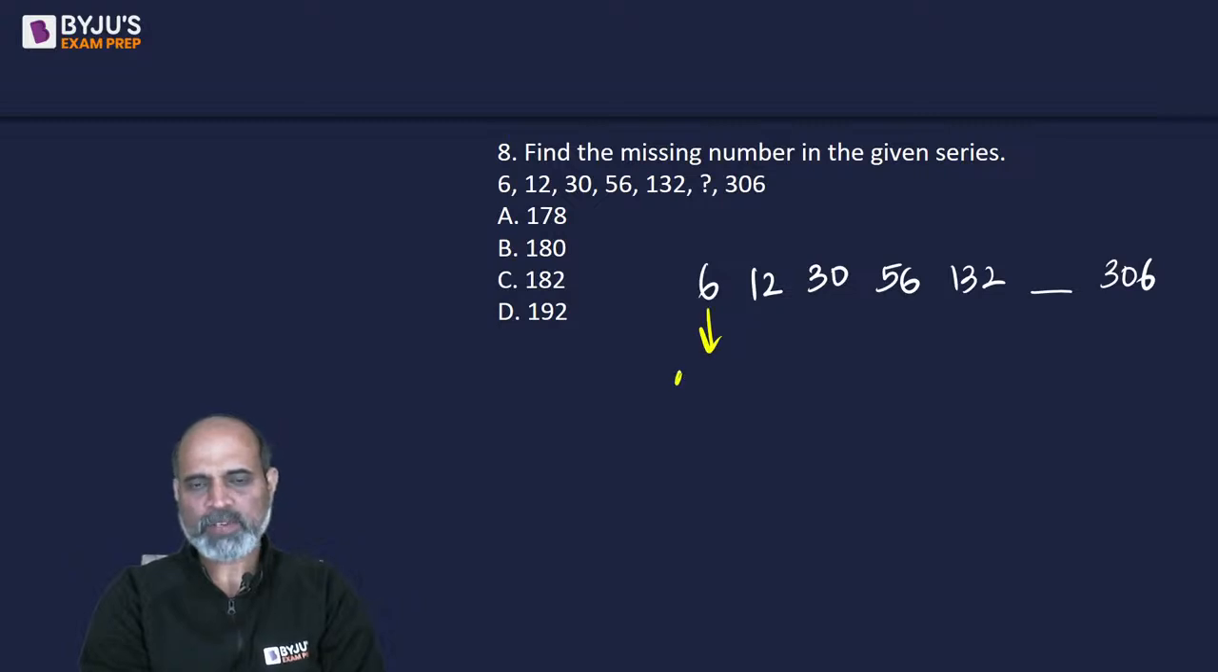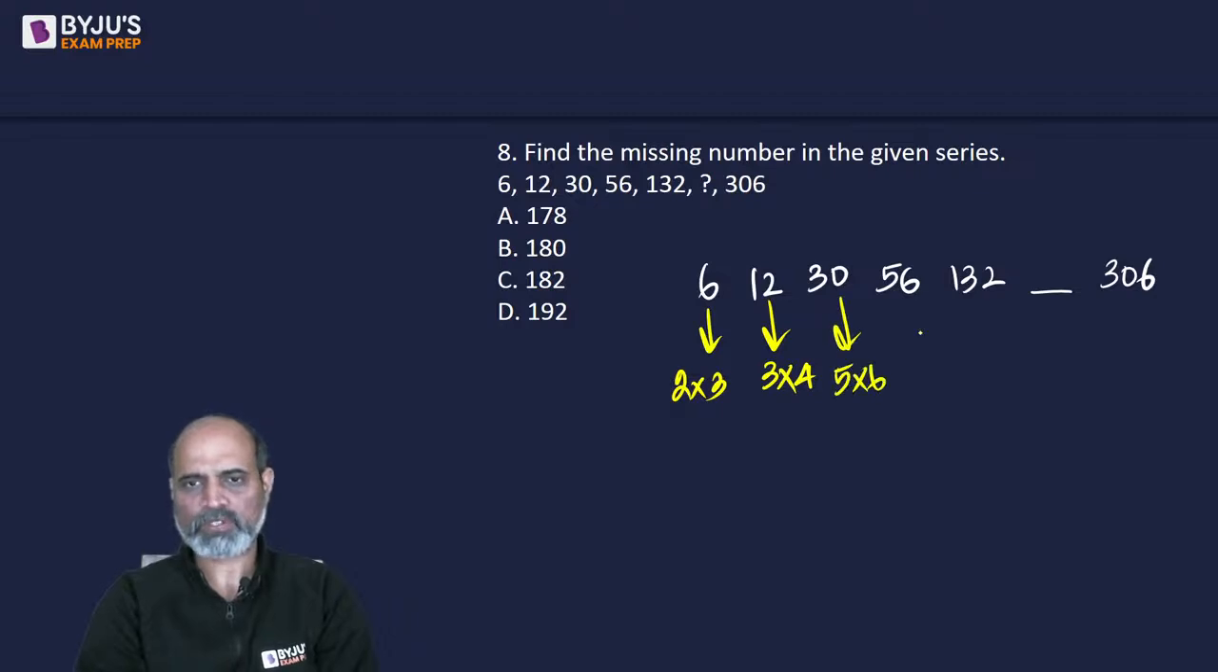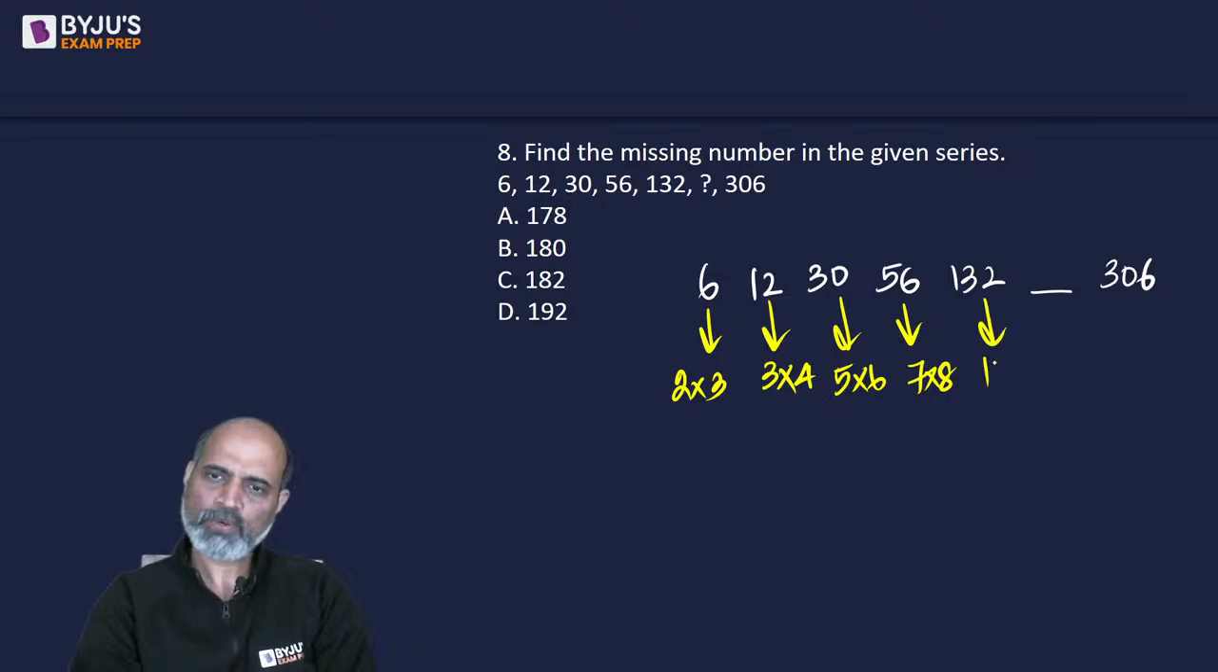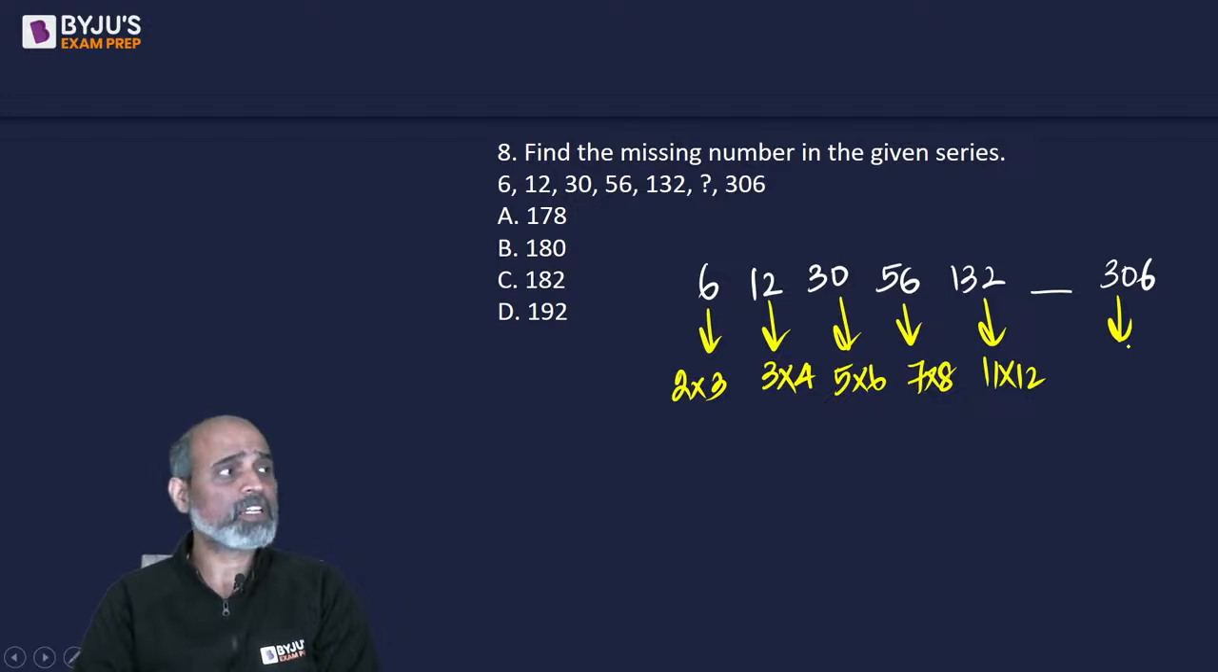So 6 can be written as 2 into 3. 12 can be written as 3 into 4. 30 can be written as 5 into 6. 56 can be written as 7 into 8. 132 can be written as 11 into 12. 306 can be written as 17 into 18.